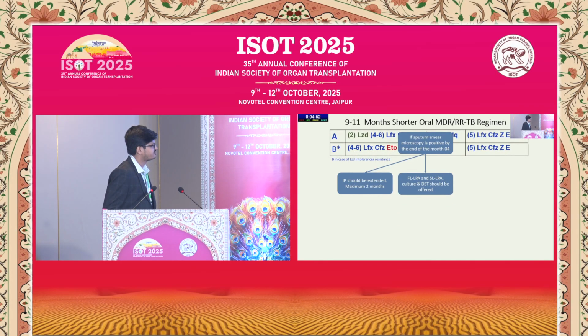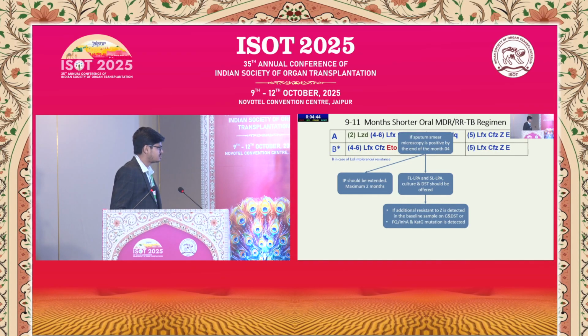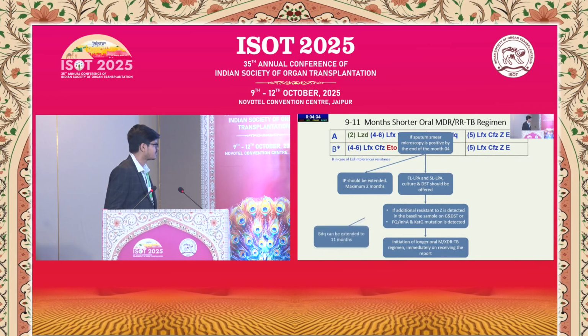And we have to send first line probe assay and second line probe assay, culture and drug sensitivity test should be done. If the patient has additional resistance to pyrazinamide in the baseline sample, and the patient is resistant to fluoroquinolone, INHA or CATG mutation, in that case we have to initiate a longer oral XDR tuberculosis regimen immediately. And if we have to extend the intensive phase for more than a maximum of 2 months, then bedaquiline can be extended up to 11 months.